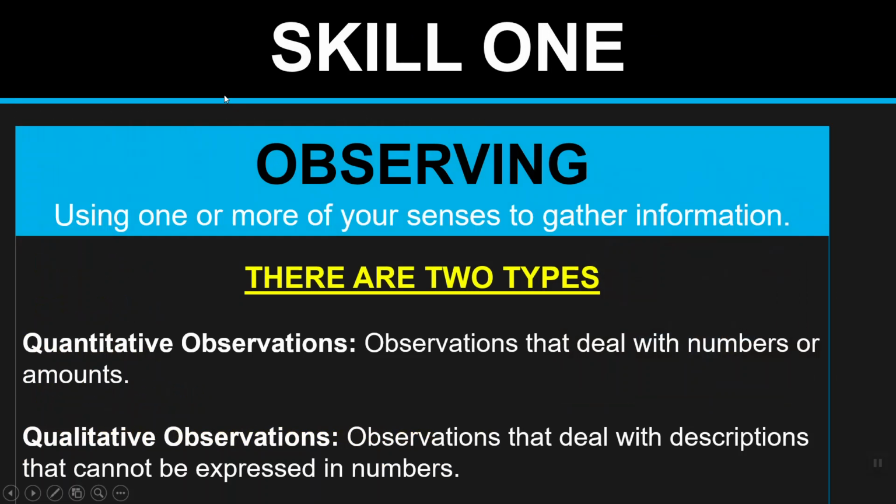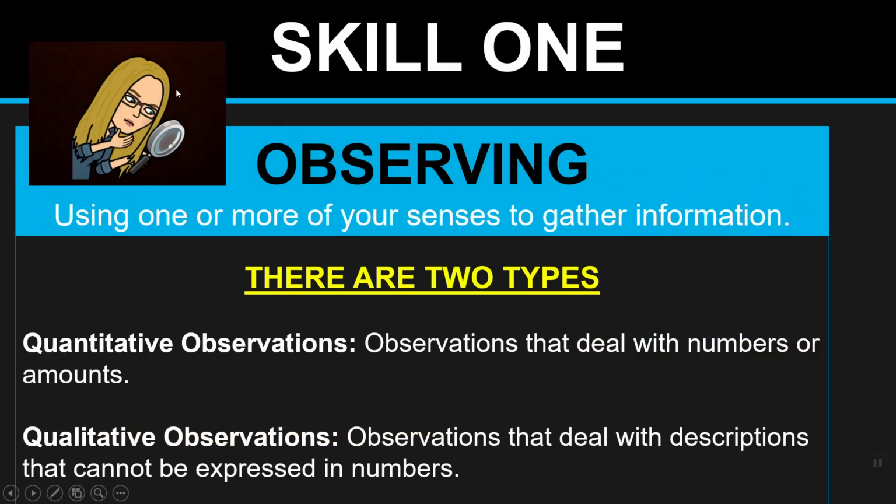So skill 1 is observing. Observing is using one or more of your senses to gather information. So here you'd be observing with your eyes. There are 2 different types. We have quantitative observations, which are observations that deal with numbers or amounts. So if we looked at this photo of myself, I would say I have 2 eyes. That would be an observation dealing with numbers or amounts.